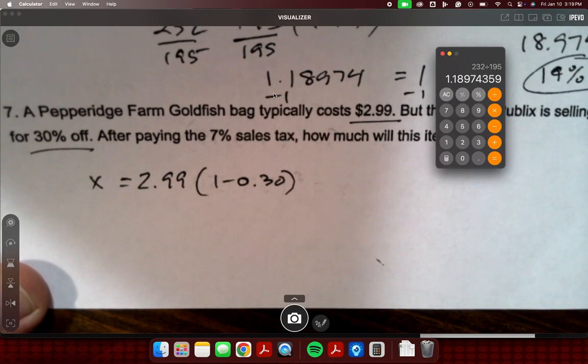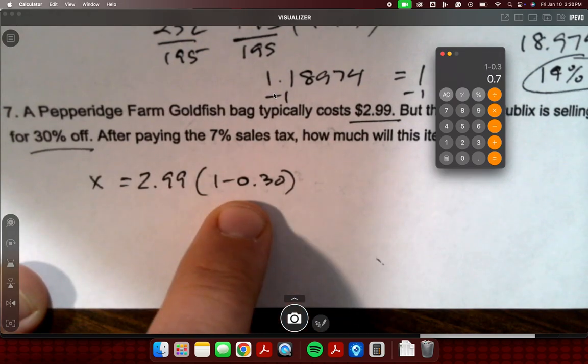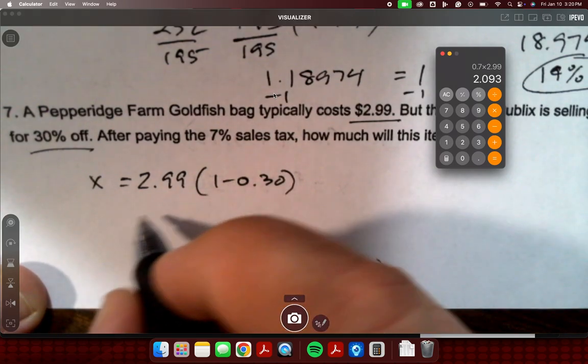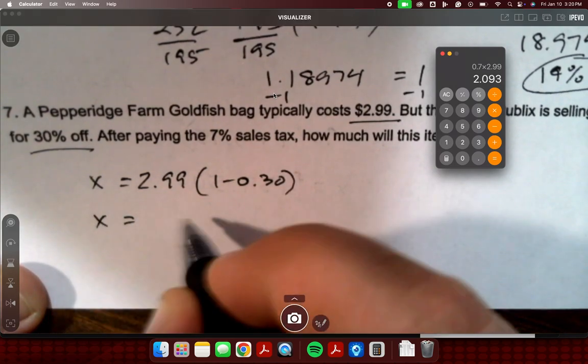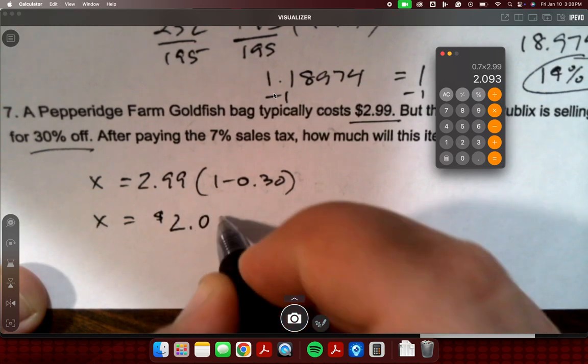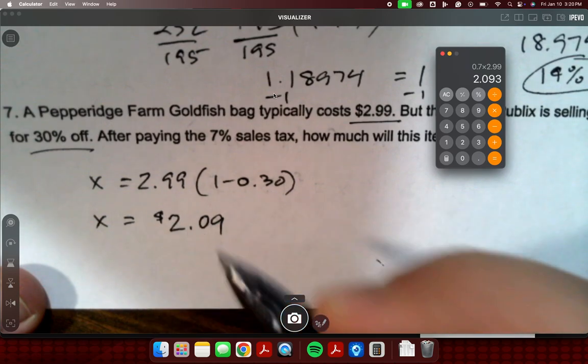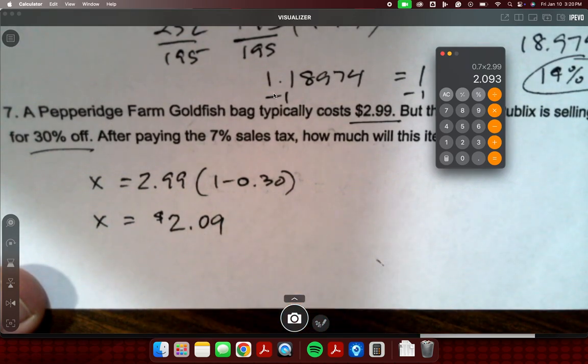So 1 minus 0.3 is 0.7. So that's what this represents, 0.7. We multiply that by $2.99. And we can round to the nearest penny, so that means the sale price is $2.09. So we've correctly done step 1. We found the sale price for the Pepperidge Farm goldfish bag.